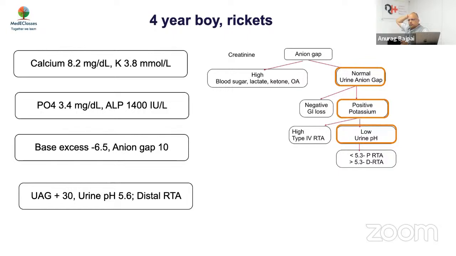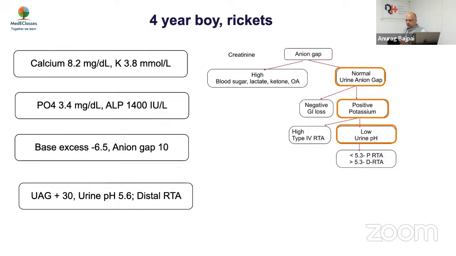Why is ALP normal in RTA? It's the turnover is less, the bone turnover. Yes, so ALP is a marker of bone formation. So when you talk about other causes of rickets, you have got more formation, more resorption. In RTA, everything becomes less. So that is one sign. What else?